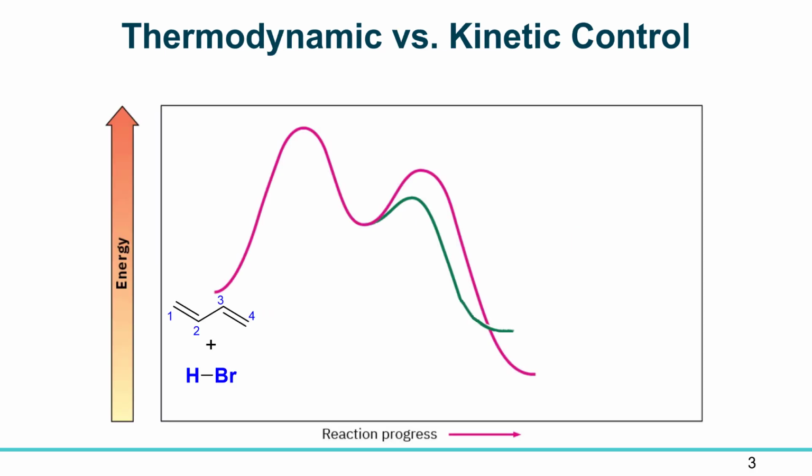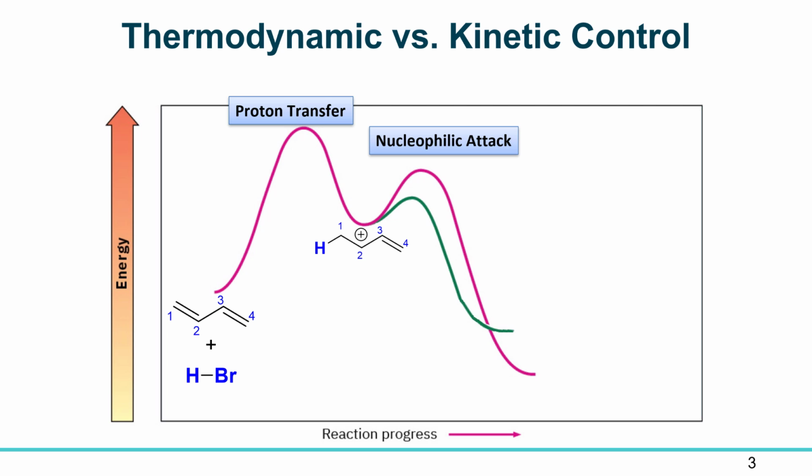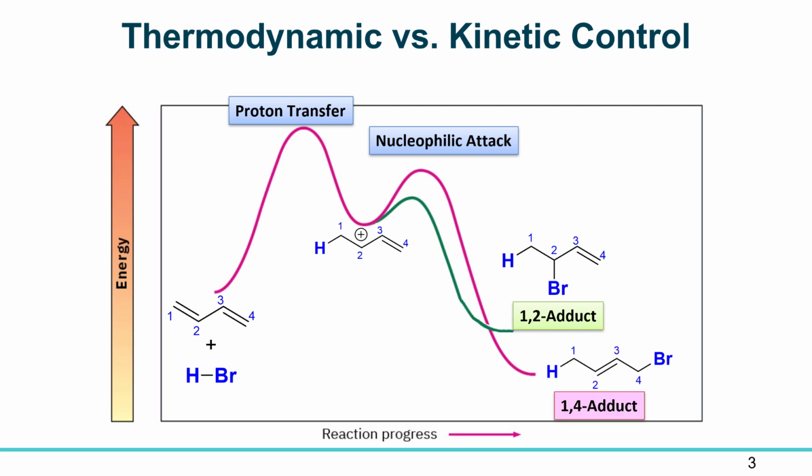We can rationalize the effect of temperature on product distribution by examining an energy diagram for the reaction. Both products share the exact same first step, proton transfer, to generate the resonance stabilized allylic carbocation. It is the nucleophilic attack step which differs, with the 1,2 addition, shown in green, undergoing a lower activation energy and therefore a faster pathway to produce a higher energy 1,2 adduct product, while the 1,4 addition, shown in pink, has a higher activation energy, slower pathway that ends with a lower energy product.